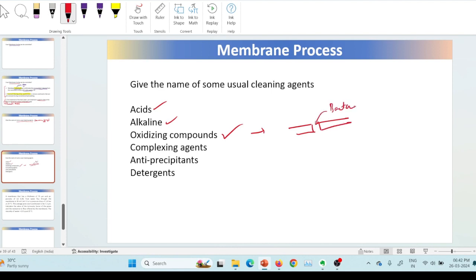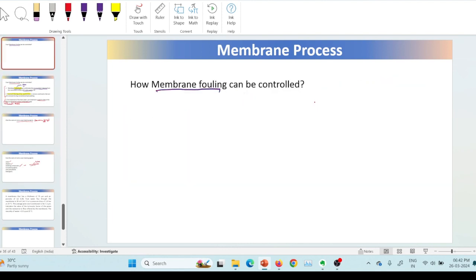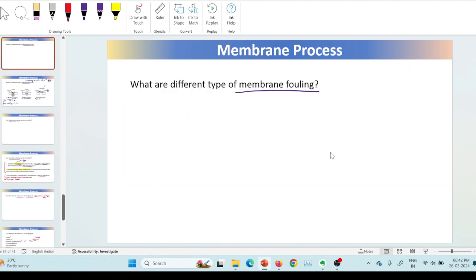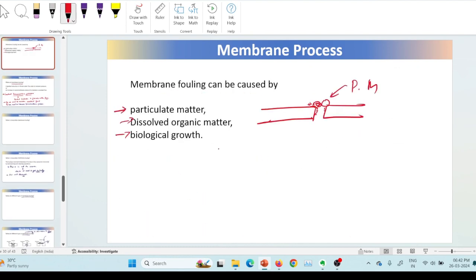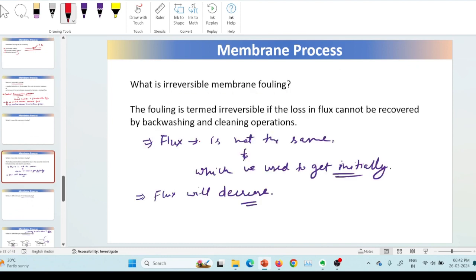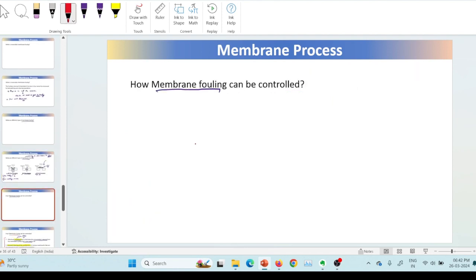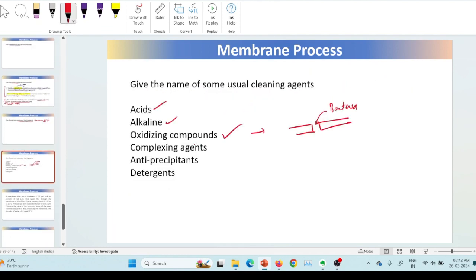Biological growth may happen. So if biological growth happens, we'll apply an oxidizing agent, so it will oxidize the biological microbes. A complexing agent will increase the solubility, and it can easily pass through.